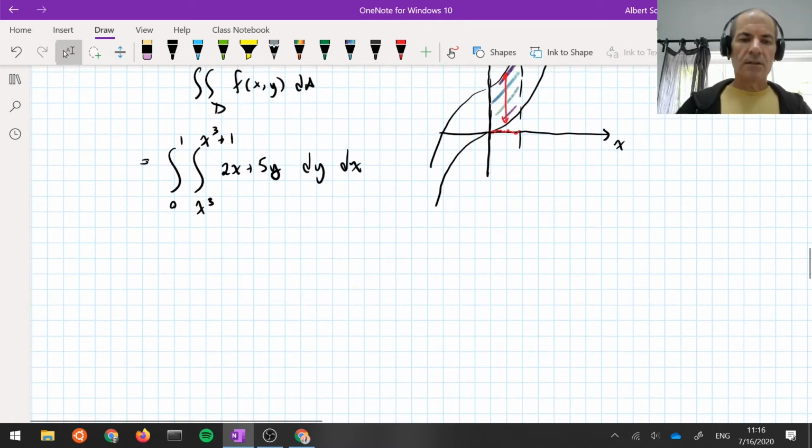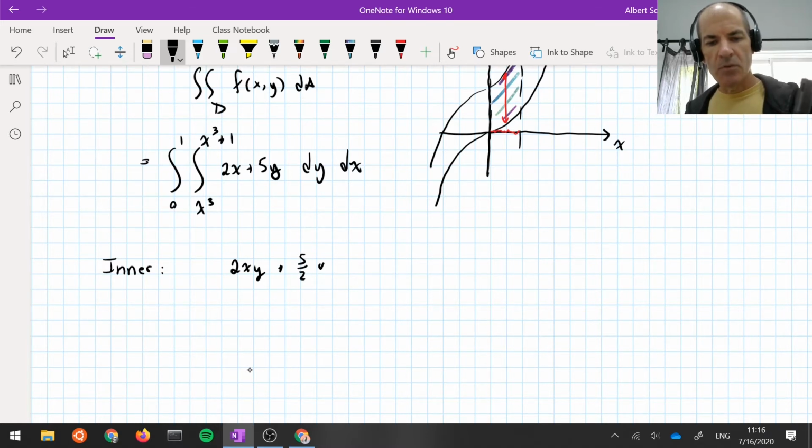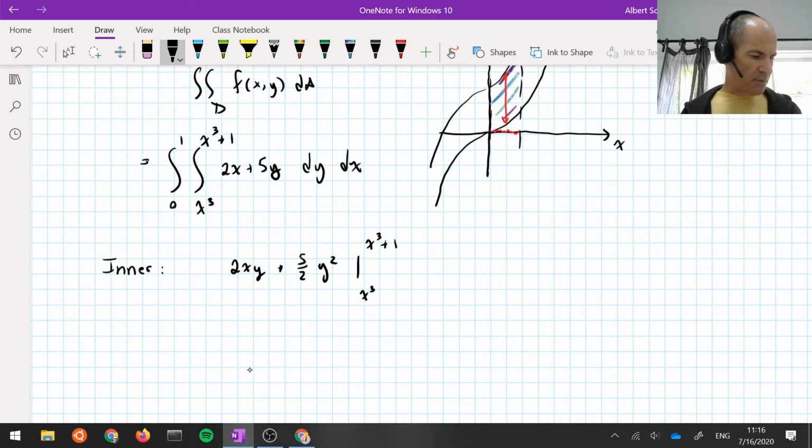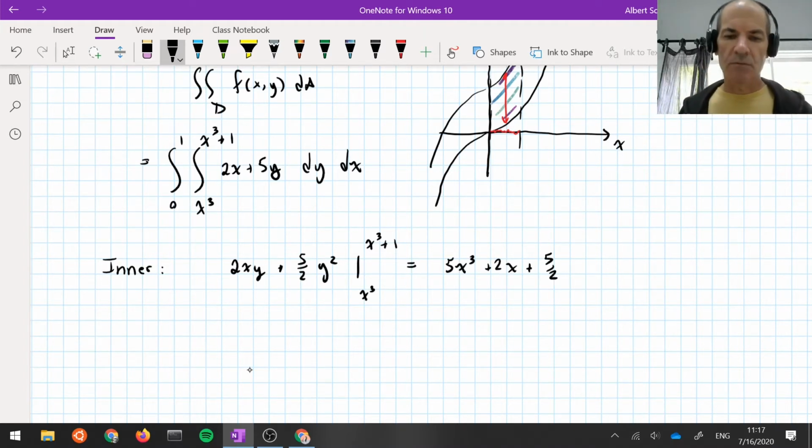So let's calculate this integral by hand. The inner integral, in this case it's a type 1 region, so we're integrating with respect to y first. The inner integral is 2xy plus 5 halves y squared, and we plug in y equals x cubed and y equals x cubed plus 1. I've got this in my notes somewhere. It's going to turn out to be 5x cubed plus 2x plus 5 halves. And I just got that by substituting in for y and expanding and simplifying as much as possible.